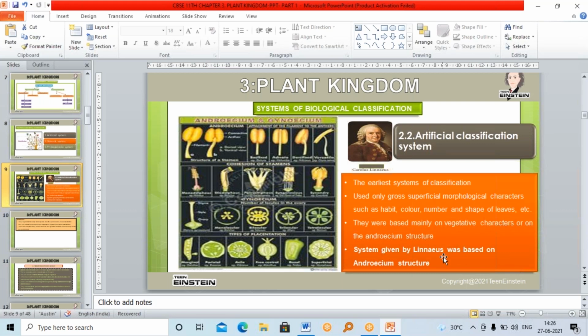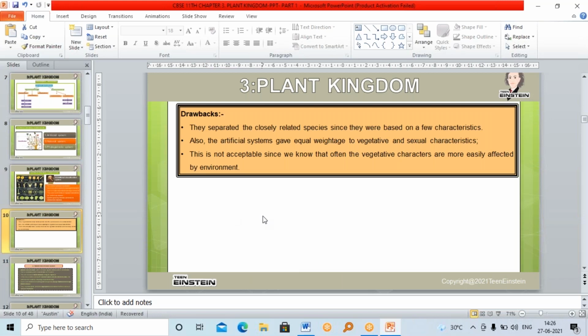And then this classification system has so many drawbacks. The artificial classification system was based on few characters. Just now I said Carl Linnaeus considered only the androecium structure for his classification. So they considered mainly a few vegetative characters, and because of that, they separated close relatives or closely related species.